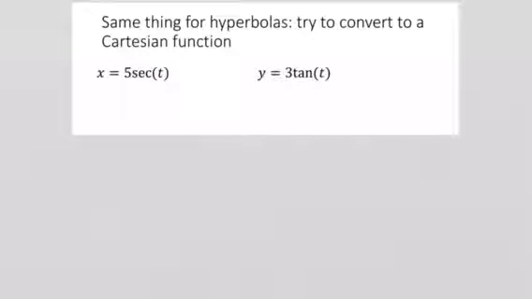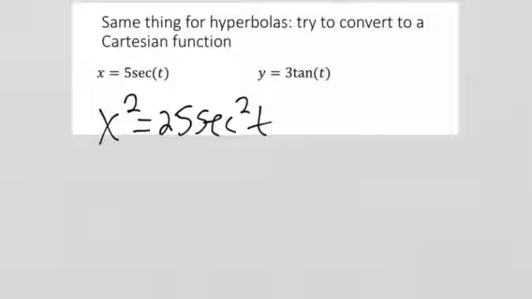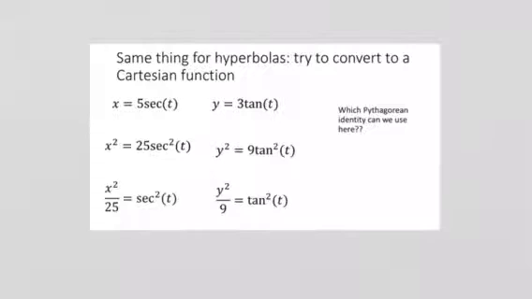And just like we did in the first video, we're going to square both of these pieces, because in those Pythagorean trig identities, all of the trig functions are squared. So we need to square both sides first. So we'll get x squared equals 25 secant squared, and y squared equals 9 tangent squared. Then after that, we're going to divide by 25 and 9, divide by 25 on both sides, divide by 9 on both sides, because in the Pythagorean trig identities, the trig functions did not have a coefficient. It was just a coefficient of 1.